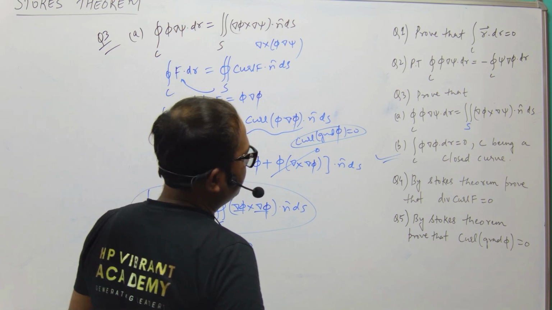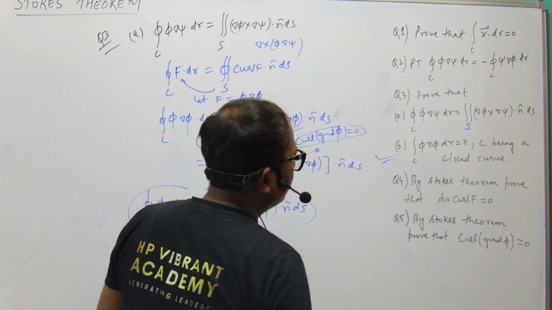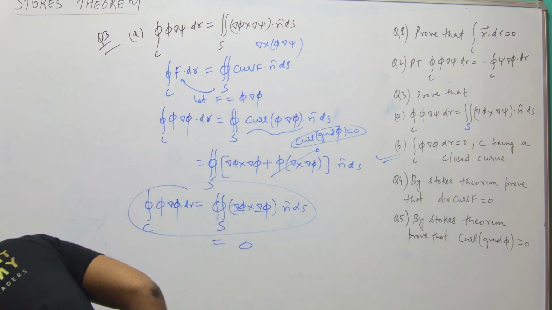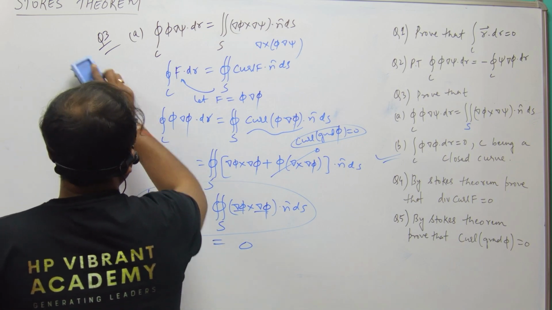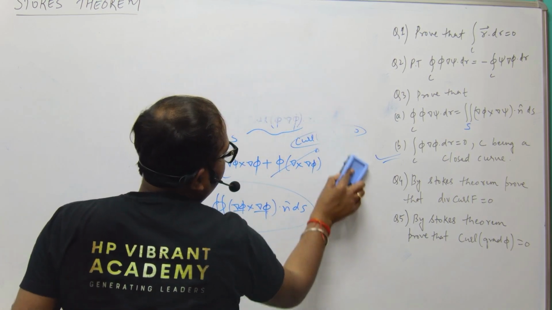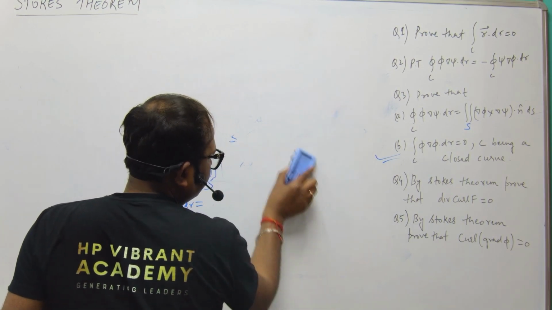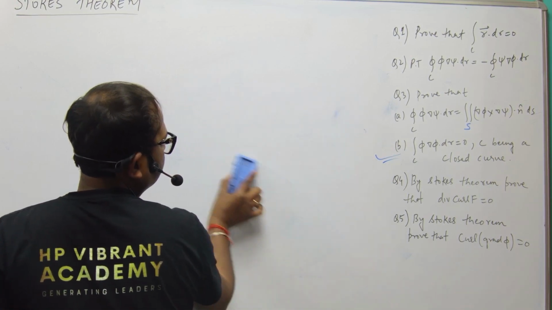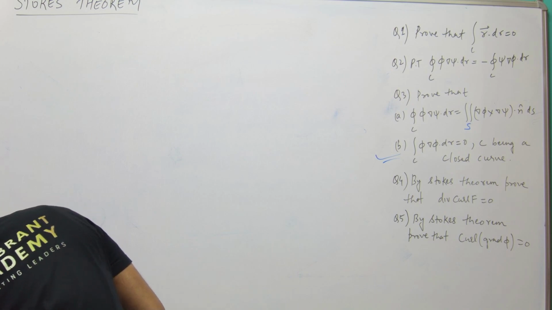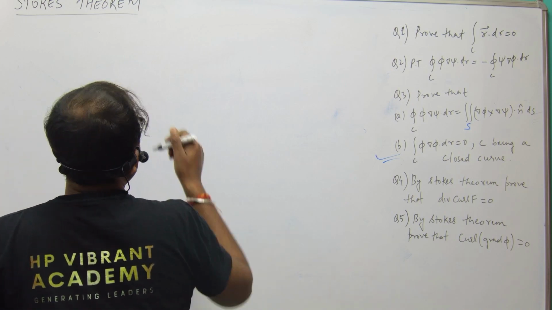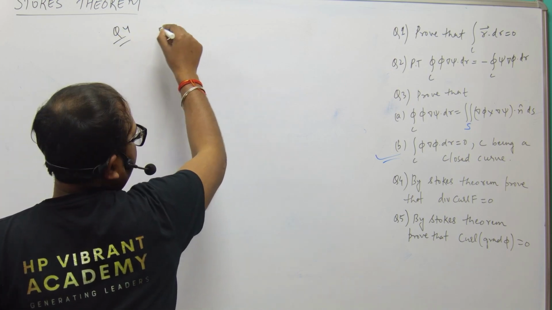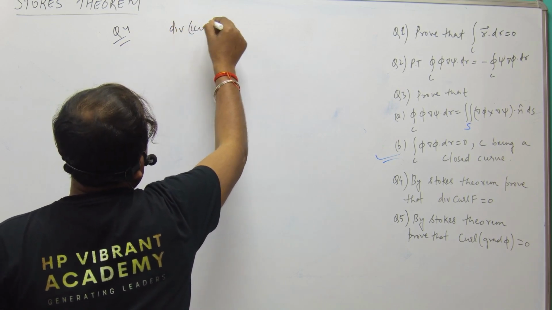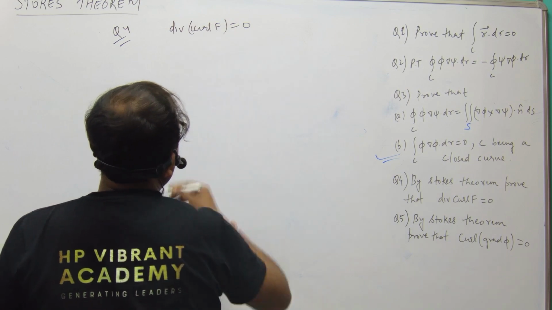Now let us discuss question number 4. By Stokes theorem, prove that divergence of curl of f is equal to 0. Let us solve this. Question number 4. Okay, so we have to prove that divergence of curl of f is equal to 0.